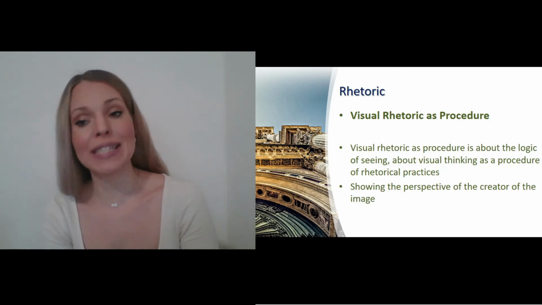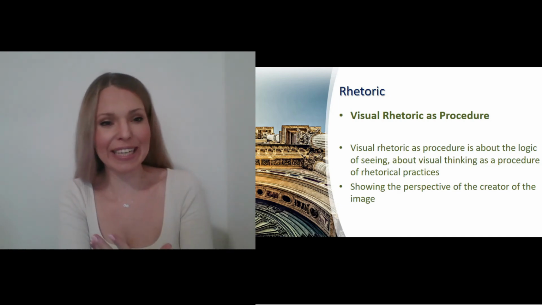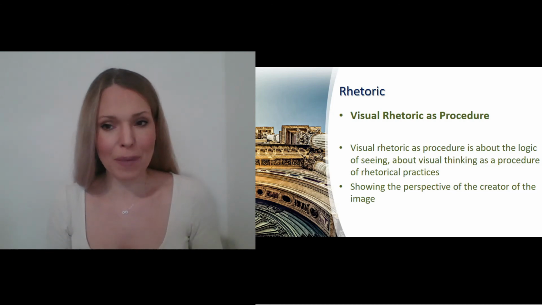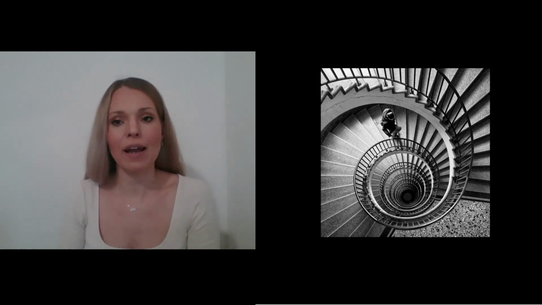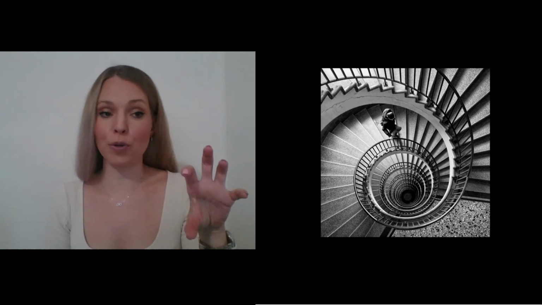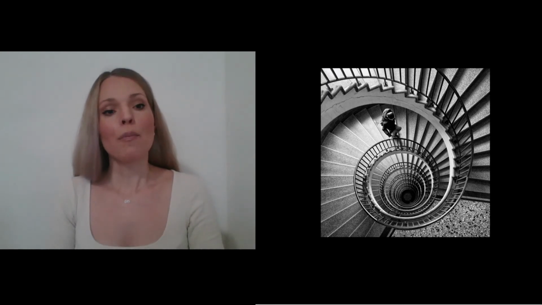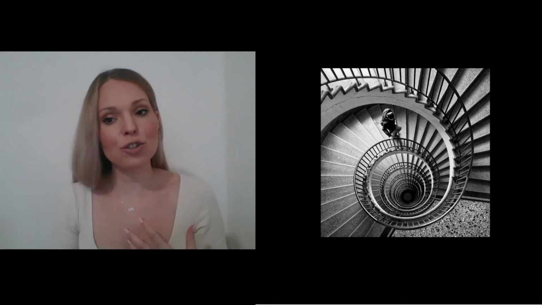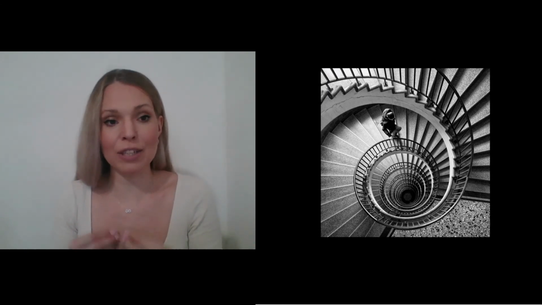Now, visual rhetoric as a procedure. The procedure is practically the logic of seeing, visualizing, and understanding what the perspective of the creator was. So it's really important. For example, in here, if you take a look at it from a product point of view, you will say, this is a black and white picture, it shows a staircase, there is a man in it. This is only the product. But if you take a look at it from a procedural point of view, the procedure will also ask what the creator of the image was thinking.